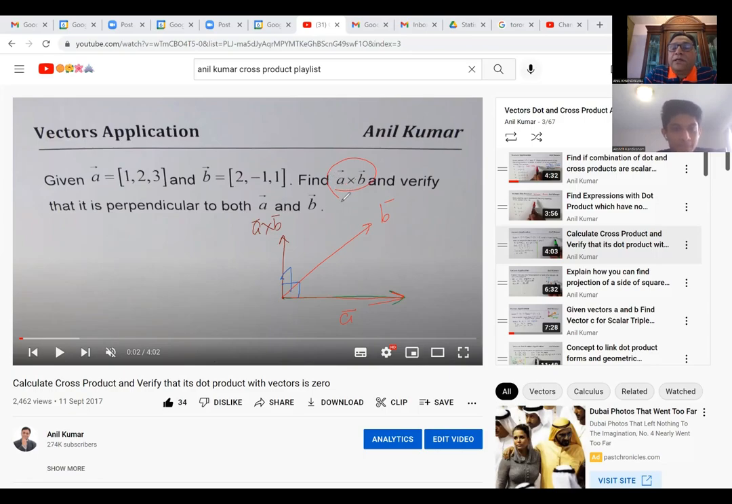Find A cross B and verify that it is perpendicular to both A and B. Only then your answer is correct. You get the idea. Right. So very important question. Simple 4-minute video, but it gives you the whole concept of the chapter. Now, you should try and get this question. I will just move forward and show you what we have done here. But you should do such questions from the playlist on your own, right?